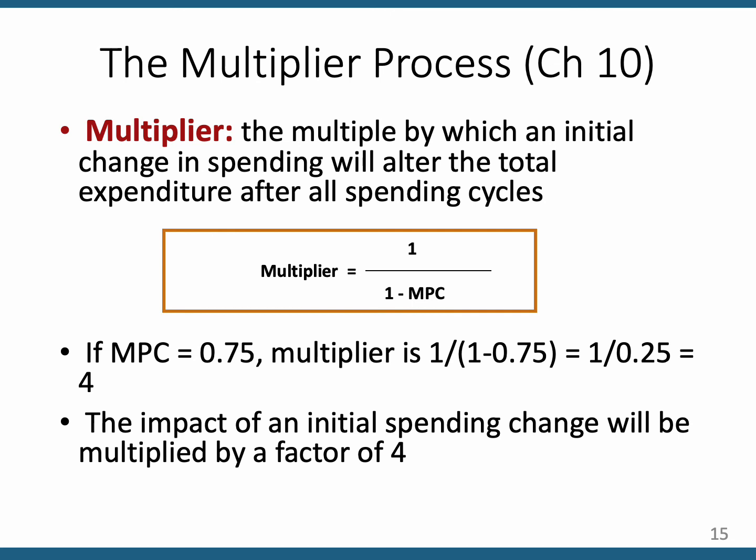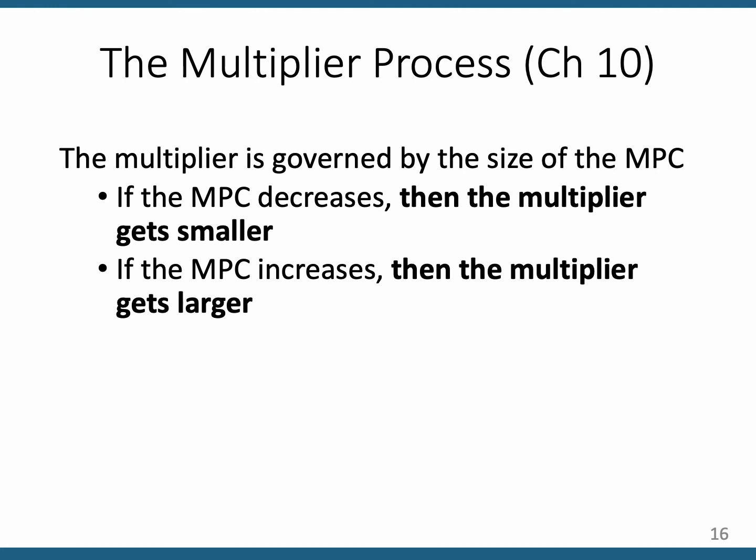So we use the multiplier, which is 1 over 1 minus the marginal propensity to consume. And since we know that denominator, 1 minus marginal propensity to consume, is also equal to the marginal propensity to save, an easier version of this would be the multiplier equals 1 over the marginal propensity to save, right? As I said, if the marginal propensity to consume is smaller, the multiplier is smaller. If the marginal propensity to consume is larger, then the multiplier is larger. There's more multiplying that happens in the economy.